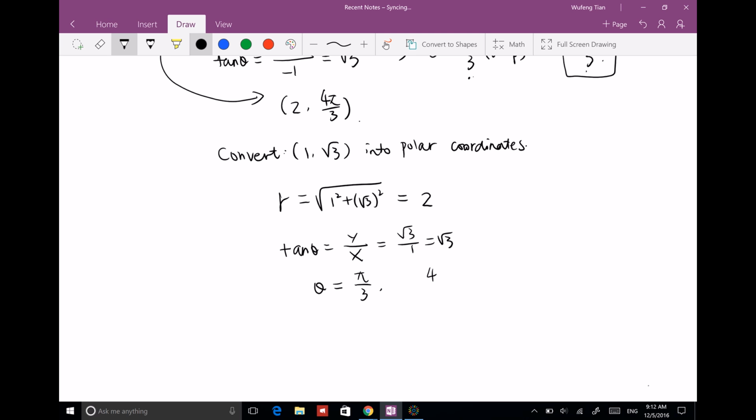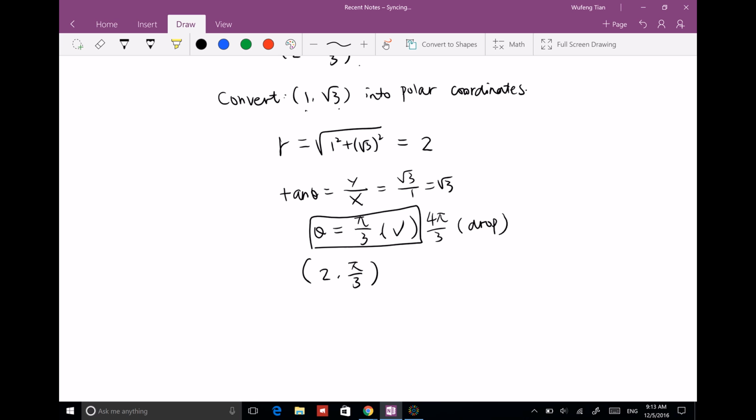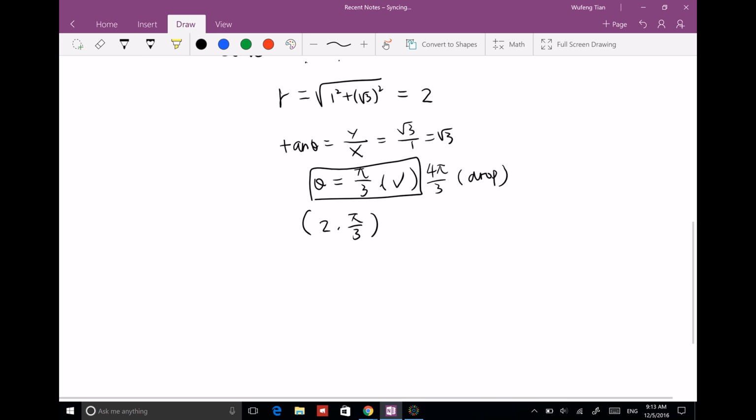Very good. Perfect. Thank you very much, Bella. So it's just pi over 3, since x and y are positive. This is the first quadrant, so we choose this one. So our polar coordinates are going to be 2, pi over 3. Now everyone should have an idea how to convert polar coordinates into rectangular, and rectangular coordinates into polar coordinates. Next we're going to convert equations.